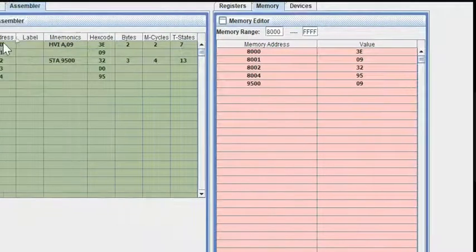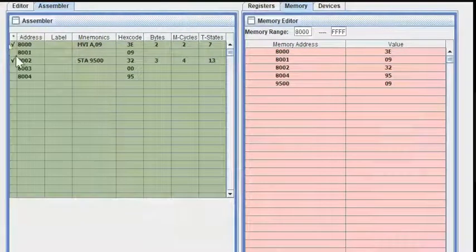Now, in today's lecture, we are going to discuss what we mean by instruction cycle, what we mean by M cycle, and what a T state is. Move immediate A comma 09. This is a 2-byte instruction. What do we mean by a 2-byte instruction?